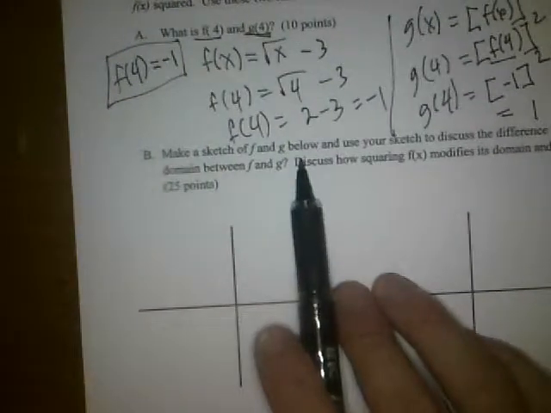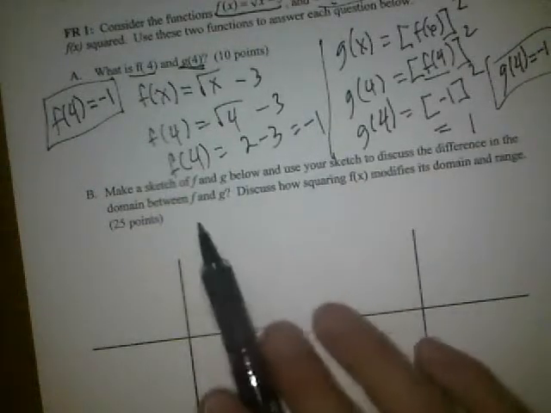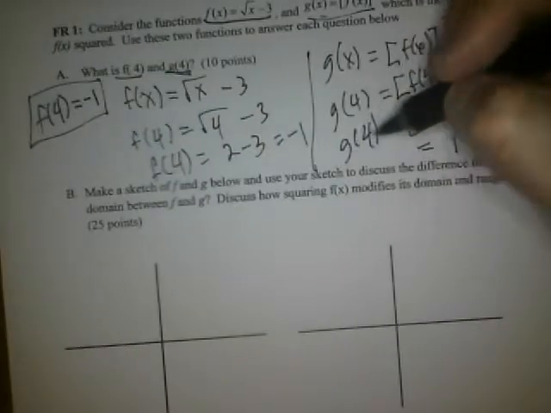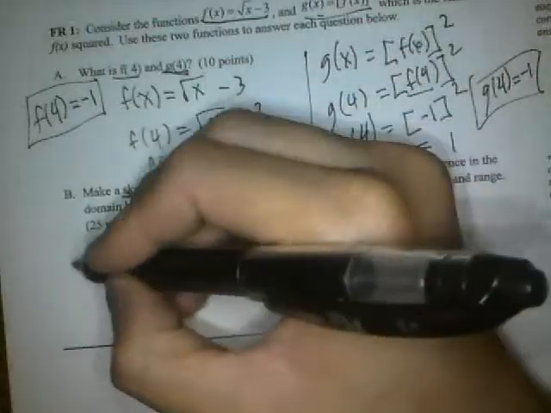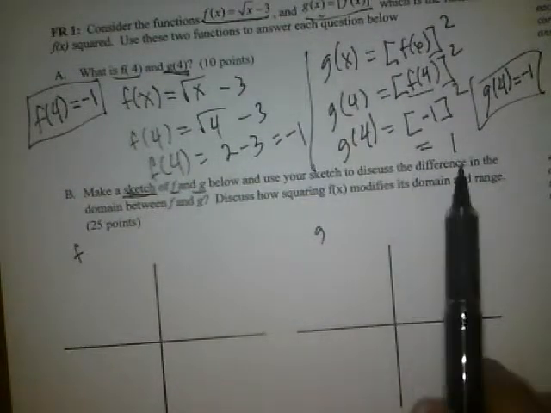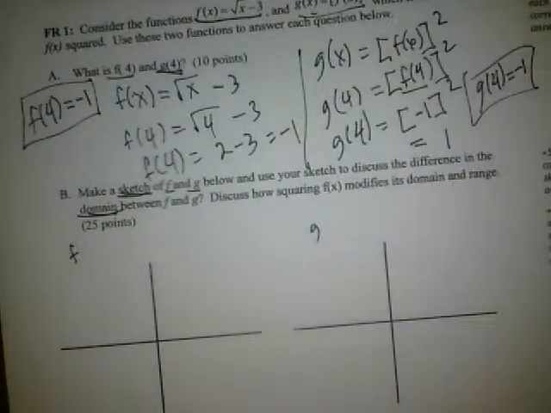Part B. It says make a sketch of f and g below, and use your sketch to determine the difference in the domain between f and g. There are a few parts here. We have to sketch f and g, so I'm going to call this f and this is g. And we have to discuss the difference in the domain, and then discuss how squaring it modifies the domain and the range.